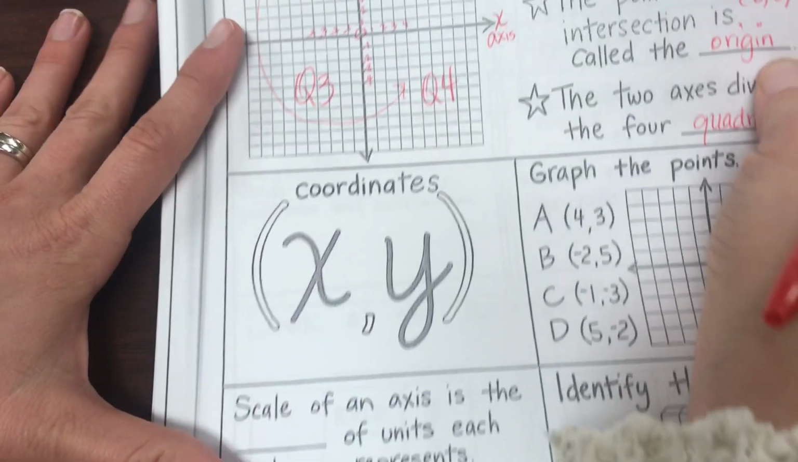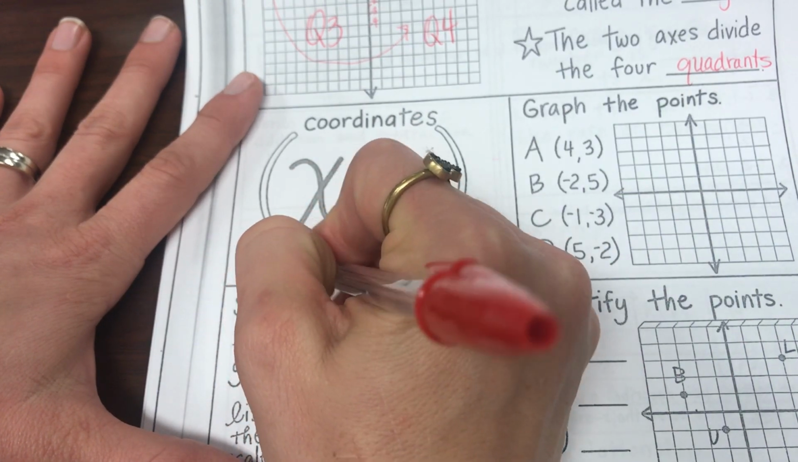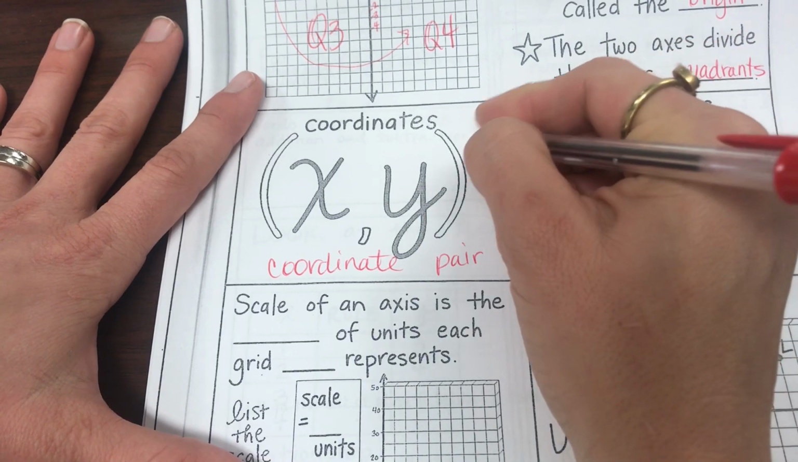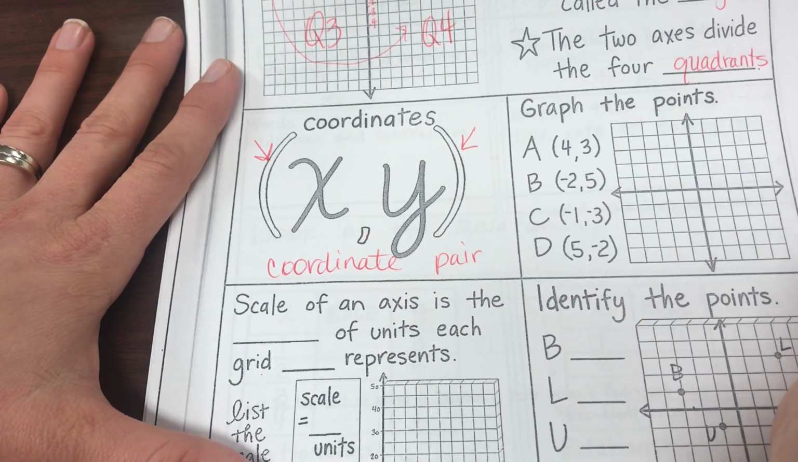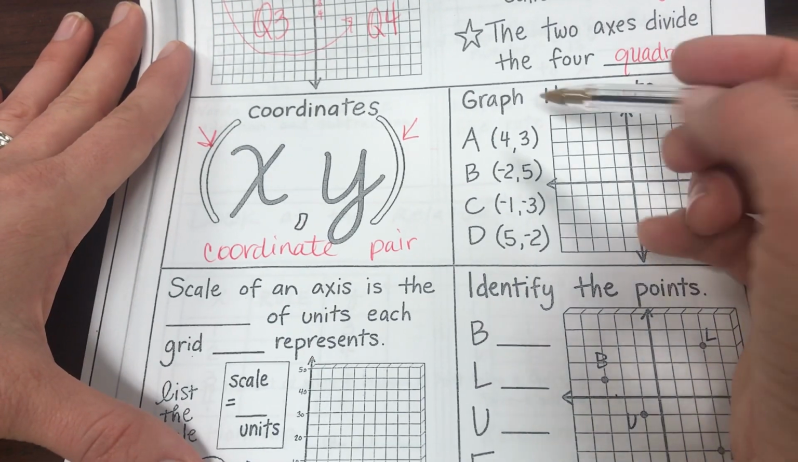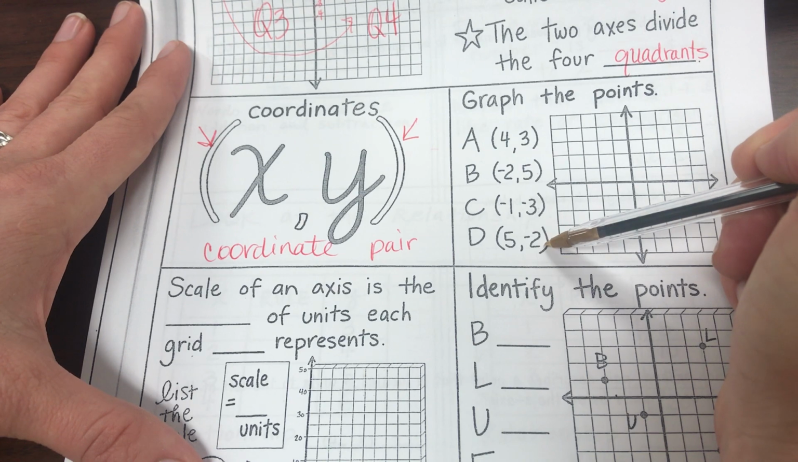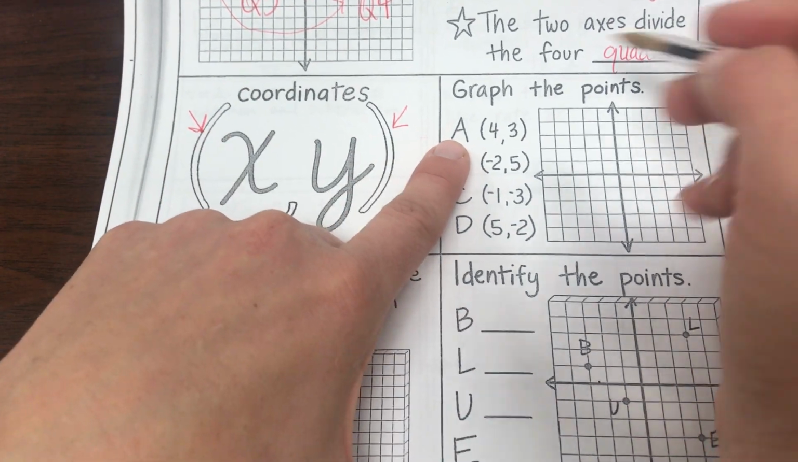All right, so then you have a coordinate. A coordinate is also called a coordinate pair because it's a pair of numbers. It's two numbers. Notice that they have parentheses around them and they have a comma in between. That's how you know it's a coordinate. So every coordinate that you're going to see that they want you to graph is going to have parentheses and a comma. So here they want us to graph these points.